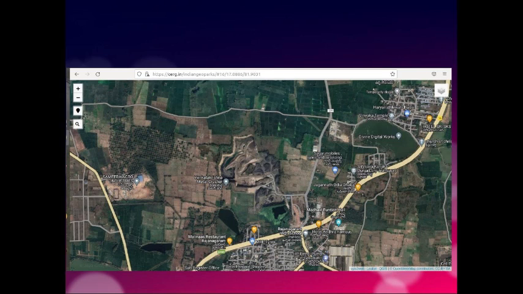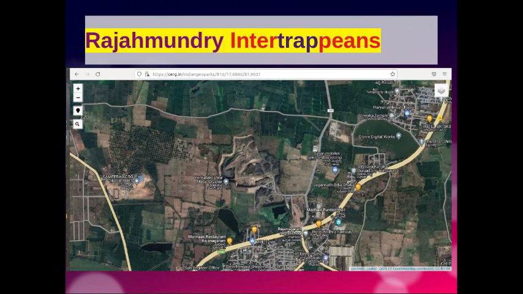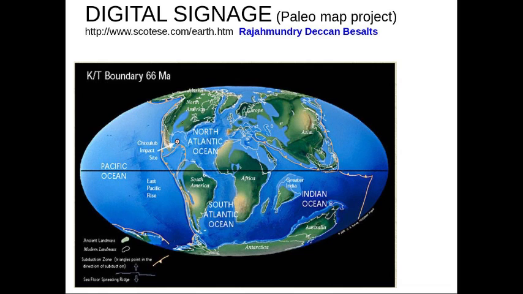So I will talk about another geoheritage site, this time in South India, the Rajahmundry Intertrappeans. You have a quarry near Rajahmundry and near a geology department. And this quarry is very close to Rajahmundry.